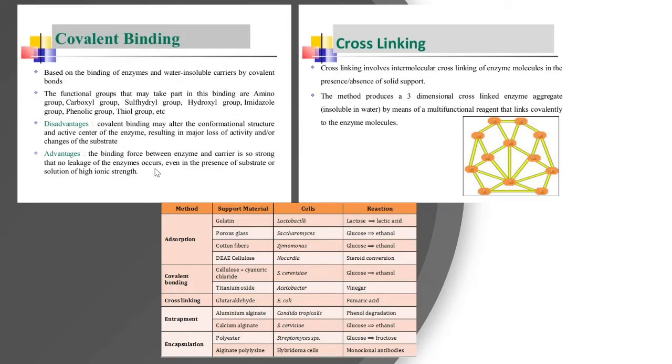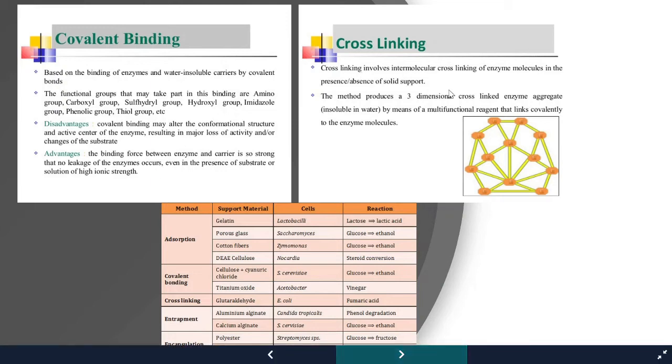And the inert support usually requires pre-treatment before it binds to the enzyme. We have different methods of covalent binding, like cyanogen bromide activation, diazotation, and peptide bond formation, as well as activation by bi- or polyfunctional reagents. All these come under the different methods that we use in covalent binding. And lastly, we have the cross-linking methods.